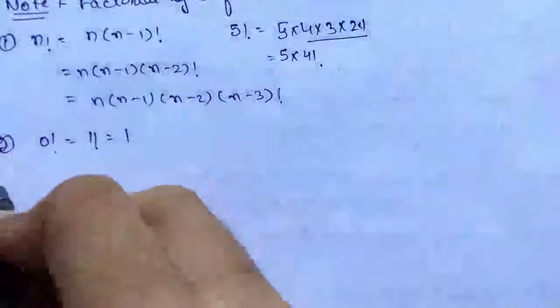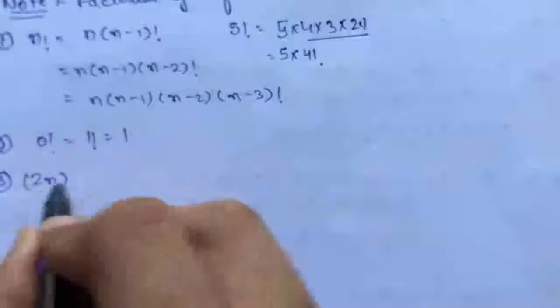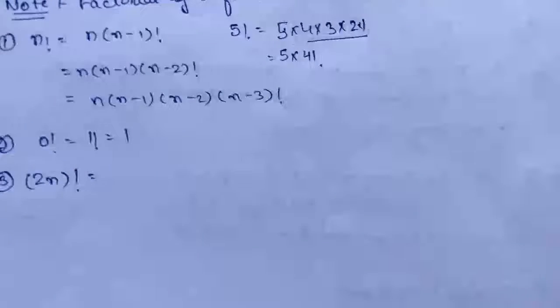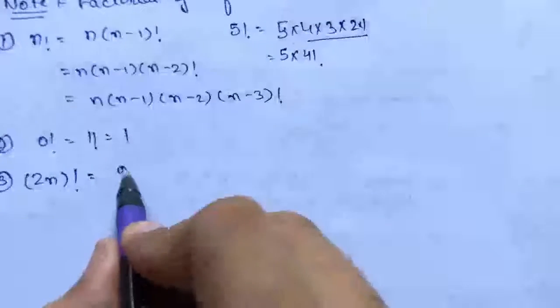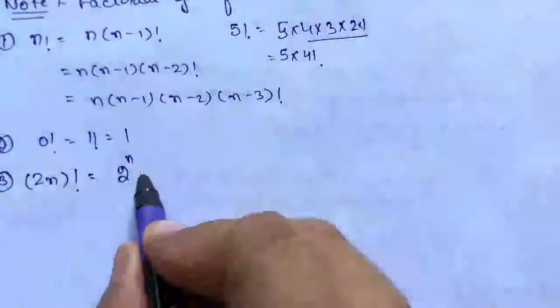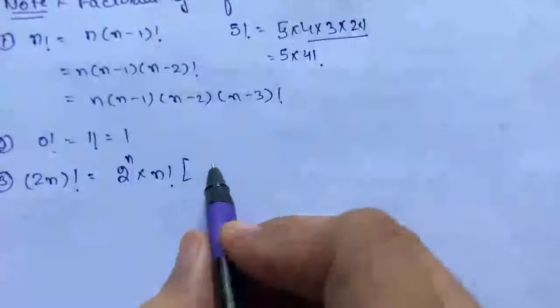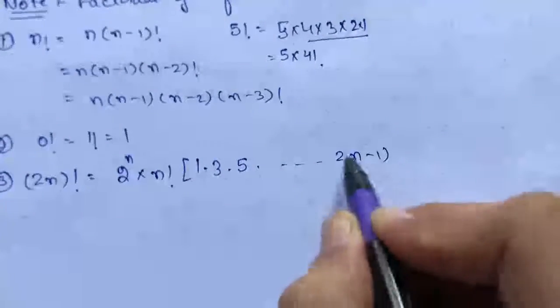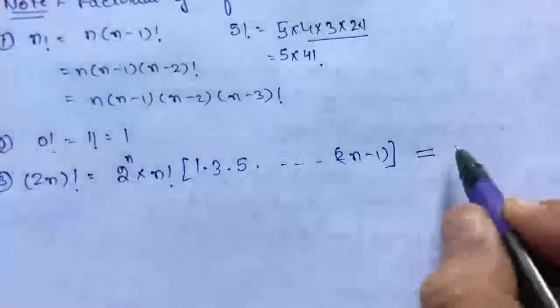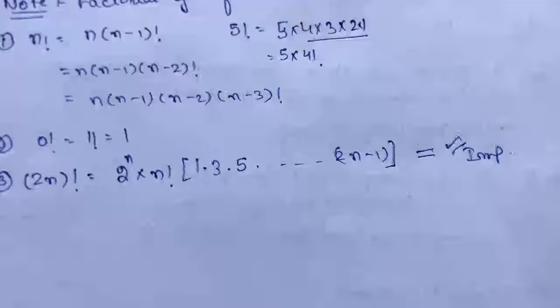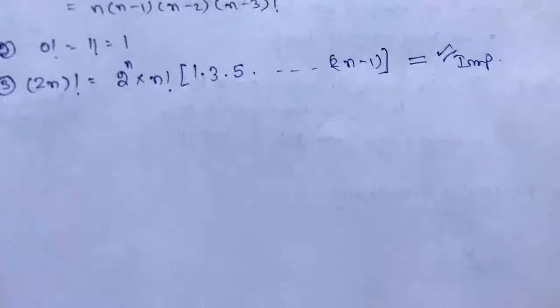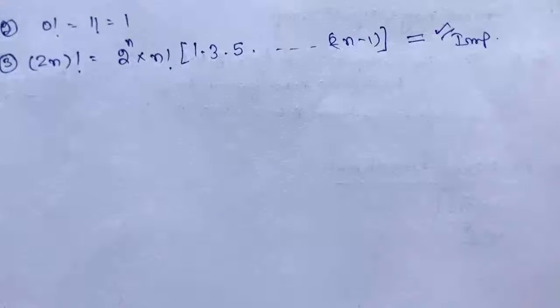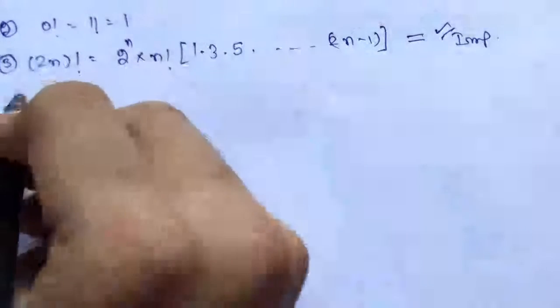Okay. Third is 2n factorial. Let us suppose there is an even number. I told you 2n is to be used for an even number. So 2n factorial will be equal to 2 raised to the power n into n factorial into 1, 3, 5 till 2n minus 1. Okay, so mark it as important. 2n factorial will be equal to 2 raised to the power n into n factorial into 1, 3, 5 till 2n minus 1. We'll see how it will be.